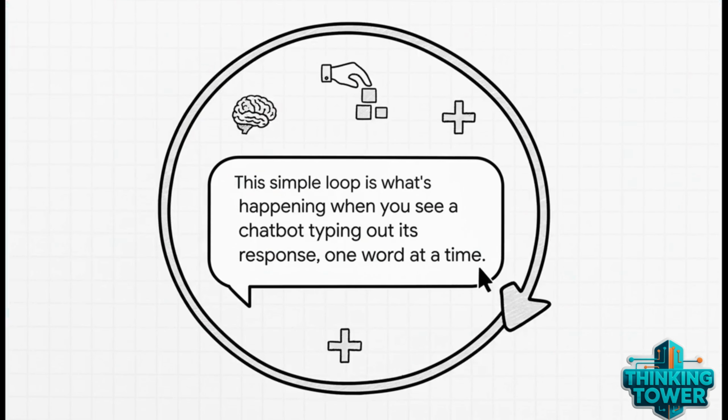And that's it. That's the secret. This constant loop, predict, choose, add, repeat, is exactly what you're seeing in real time when you watch a chatbot typing out its response. It isn't thinking 10 steps ahead. It's just figuring out the very next best word over and over and over again.